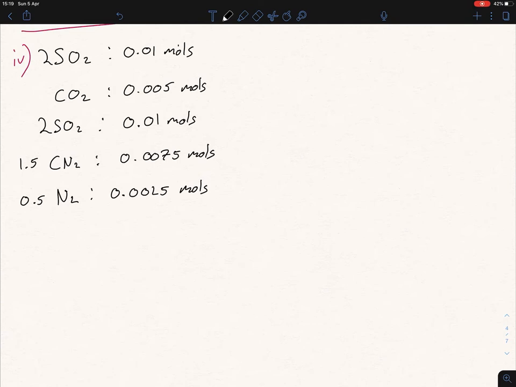And now you can add up all of those. So I'm going to do it now. 0.01, just to be sure, plus 0.005 plus 0.01 plus 0.0075 plus 0.0025, and your answer there is 0.035 moles of gas produced. And that's our final answer there.